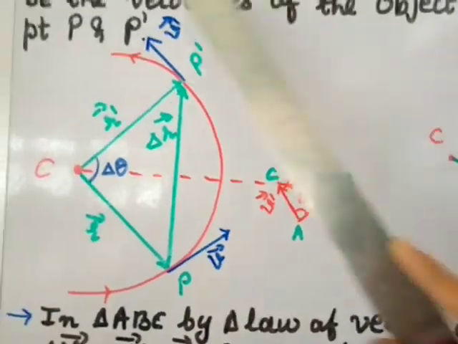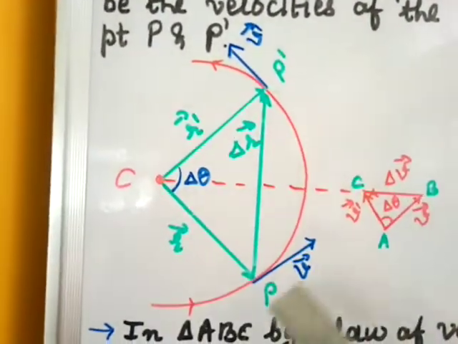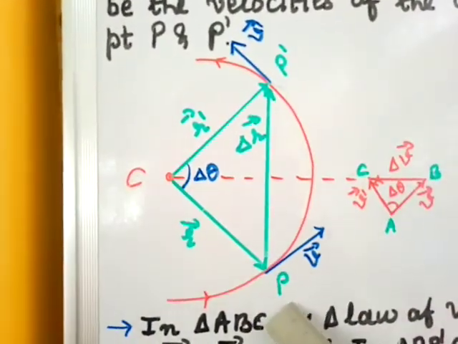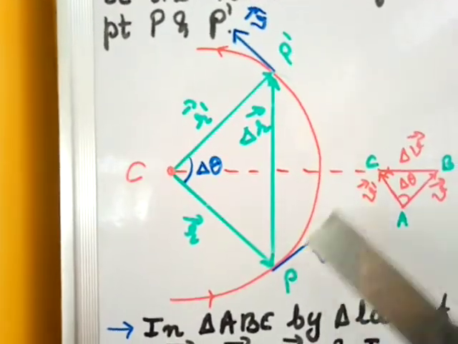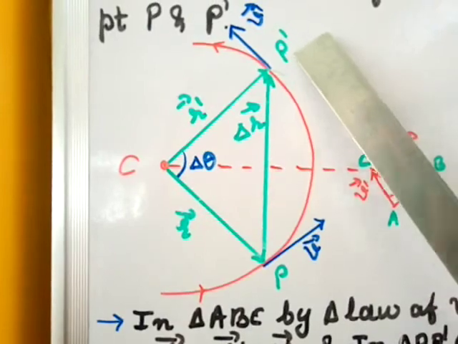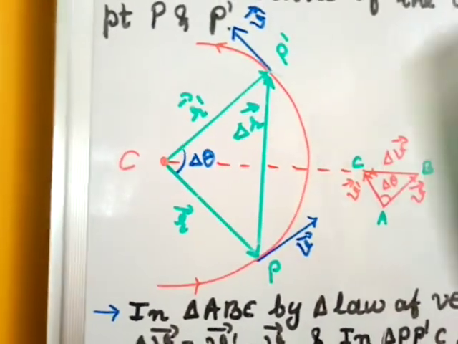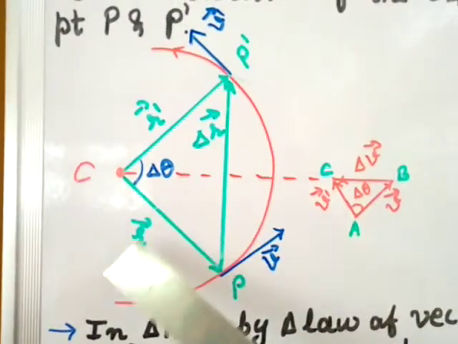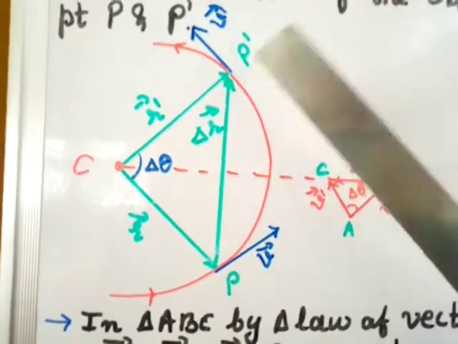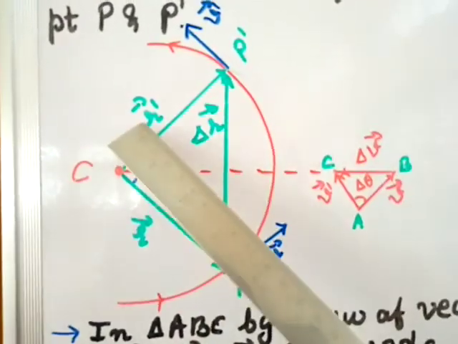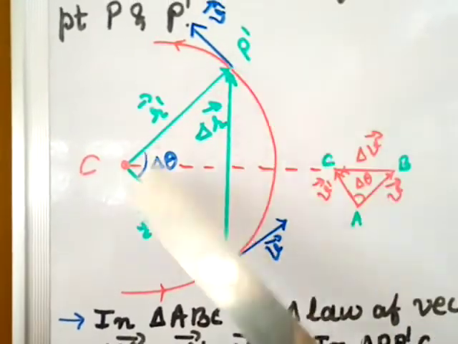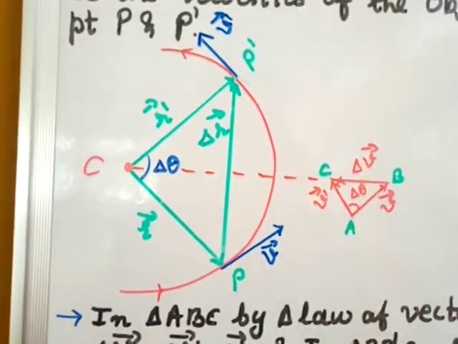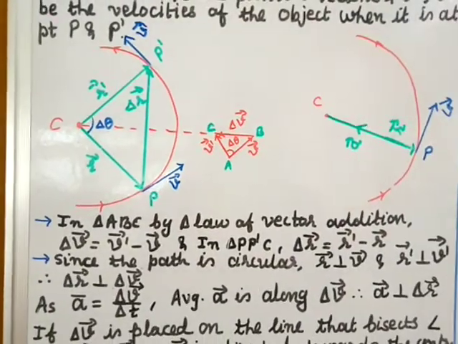Similarly, in this triangle PP dash C, this is the position vector of P, the position vector of P dash, and the displacement will be the line joining P to P dash. This line will give you the displacement, and that will be given as the position vector of P dash minus the position vector of P. That means r dash minus r will give you delta r. So this is also by using the triangle law of vector addition.